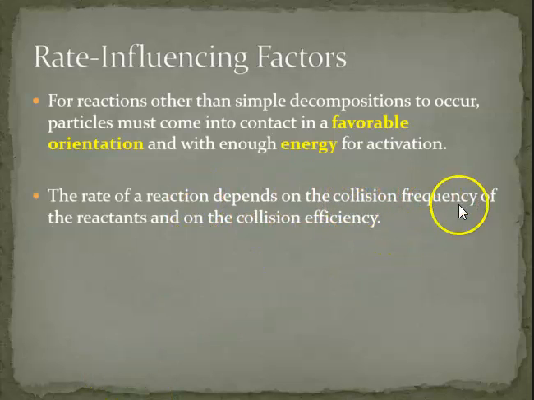That's just how many collisions you're having per second. But there's also, of those collisions, how many are in the right orientation with the right energy. That's what we mean by collision efficiency. So the rate of reaction depends on the collision frequency of the reactants and the efficiency. So how many of those would be in the right orientation, right energy?